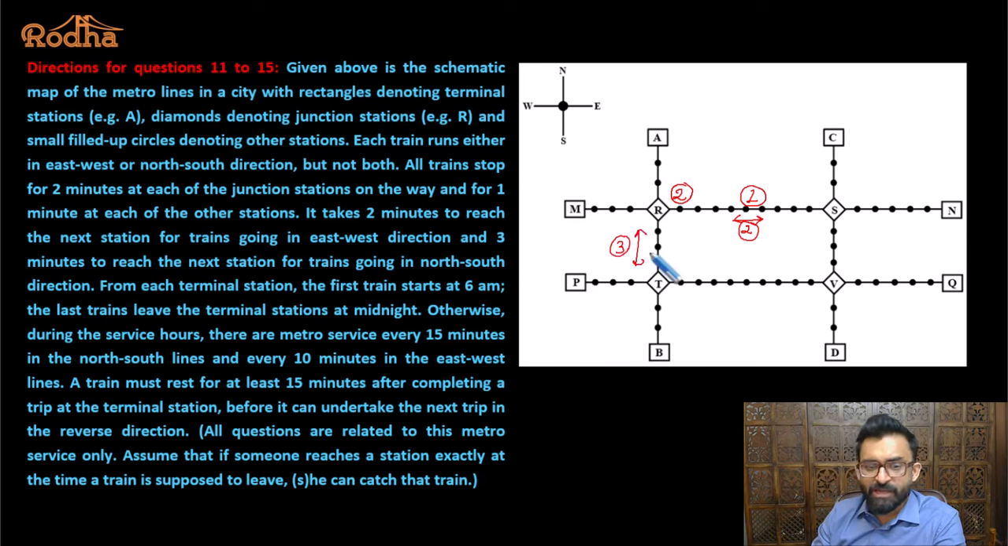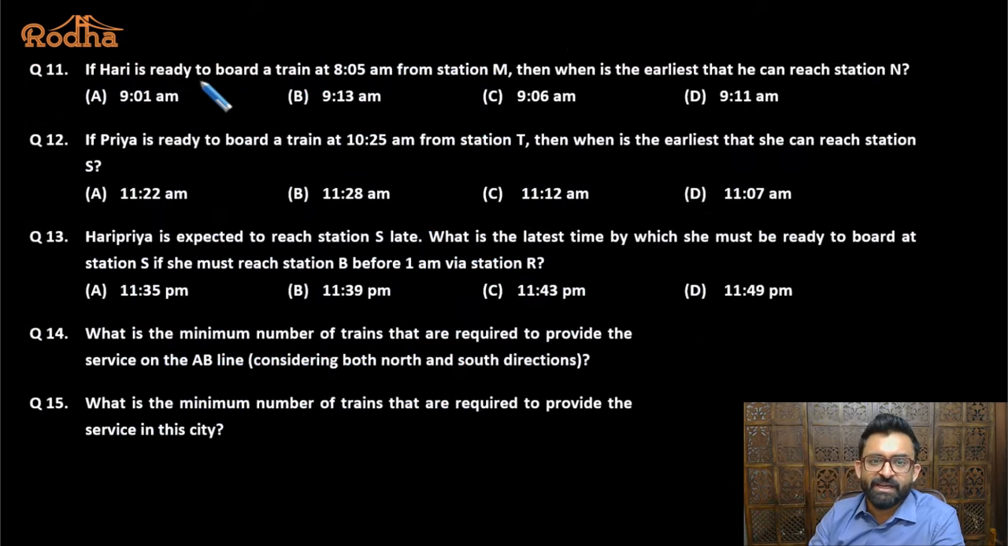It looks like a scheduling problem, so a lot of information is also given. Let's read, we don't have much time. So let's read the question as well. Hari is ready to board a train at 8.05 a.m. from station M. Then when is the earliest that he can reach the station M?